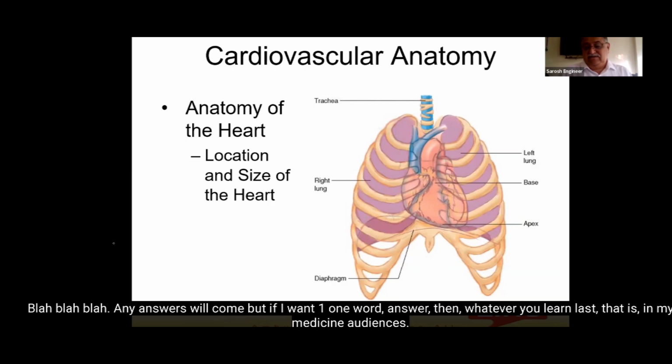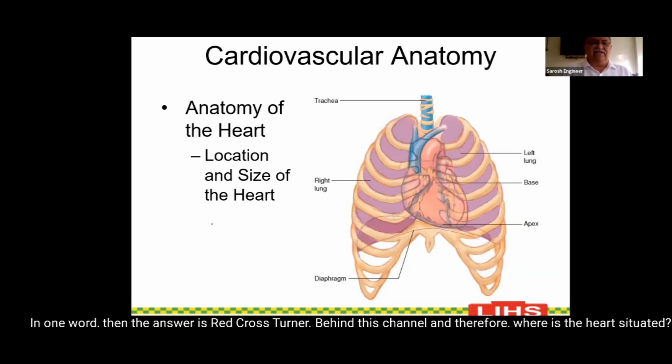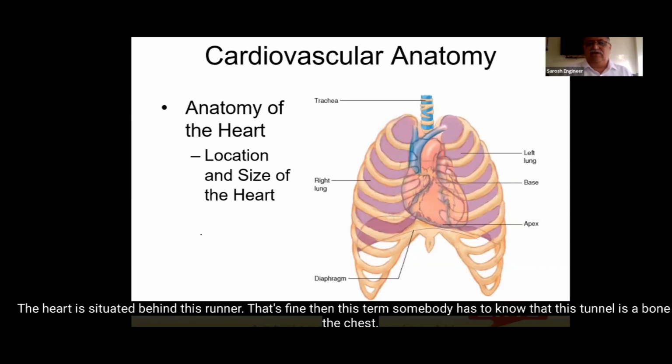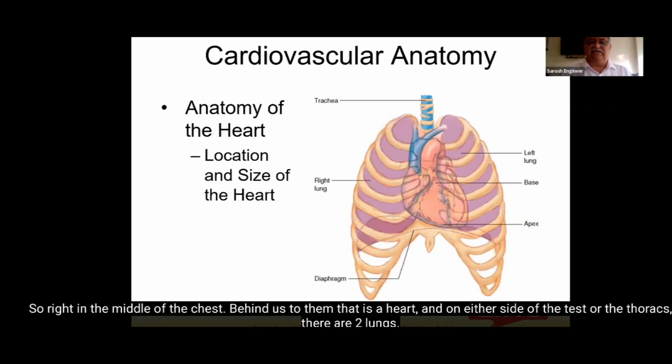But if I want a one word answer, then whatever you learn last, in medicine or in surgery, that is what you should remember. So if I ask you in one word, where is the most common pain of myocardial infarction felt, then the answer is retrosternal, behind the sternum. And therefore, where is the heart situated? The heart is situated behind the sternum. That's all. Somebody has to know that the sternum is a bone in the chest. If they don't know that, that's not your problem. So right in the middle of the chest, behind the sternum, that is the heart.